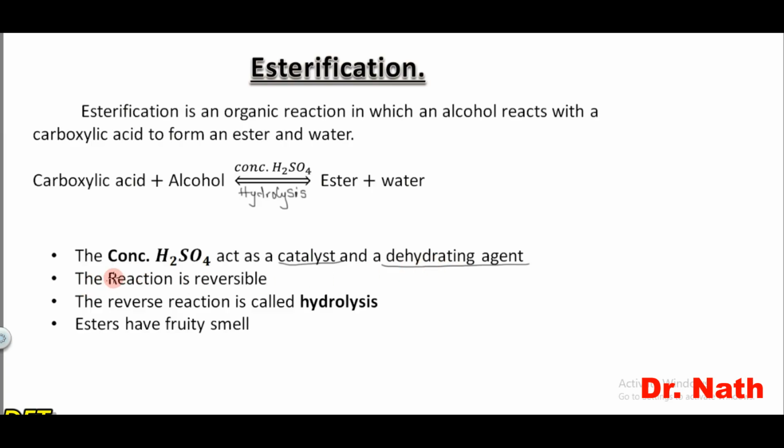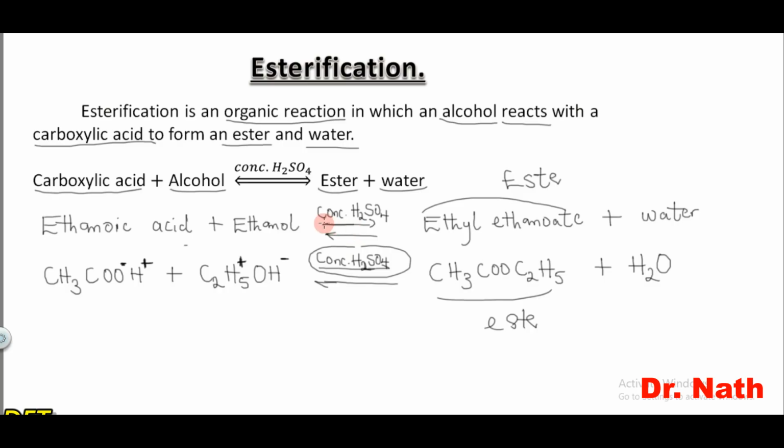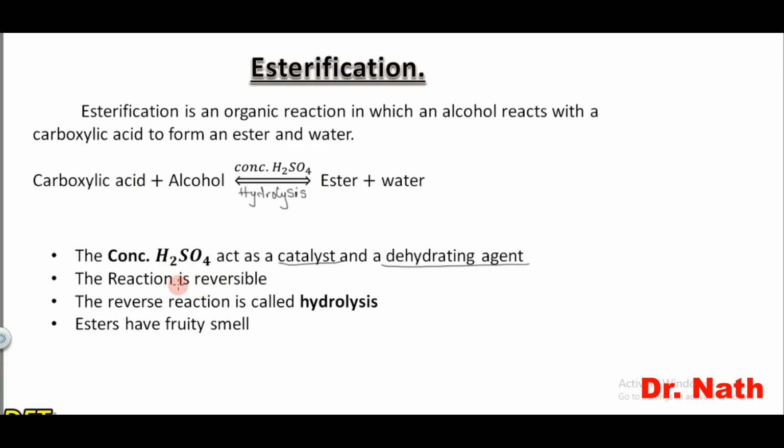It's very important that you know the esterification reaction is reversible, and that is why you have these two arrows. They show you that the reaction is reversible. One arrow is going forward and the other is going backward. And the reverse reaction is called hydrolysis.